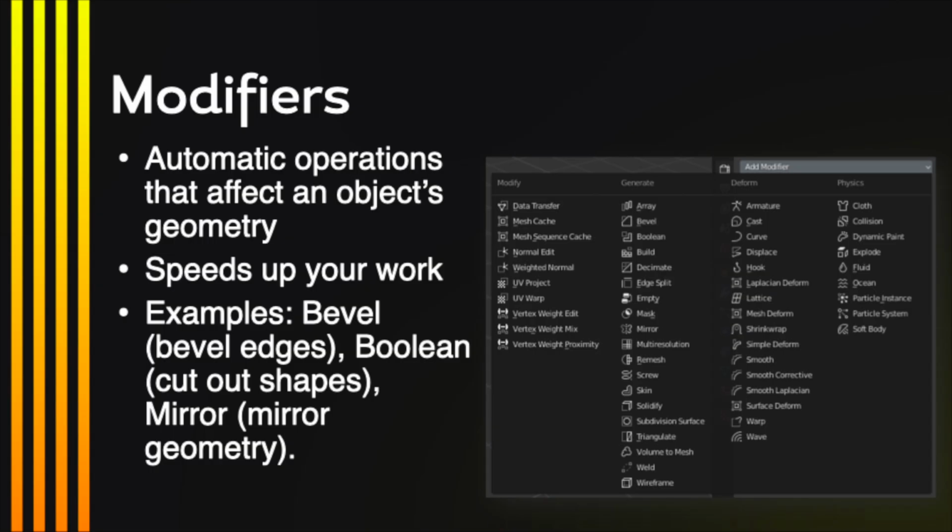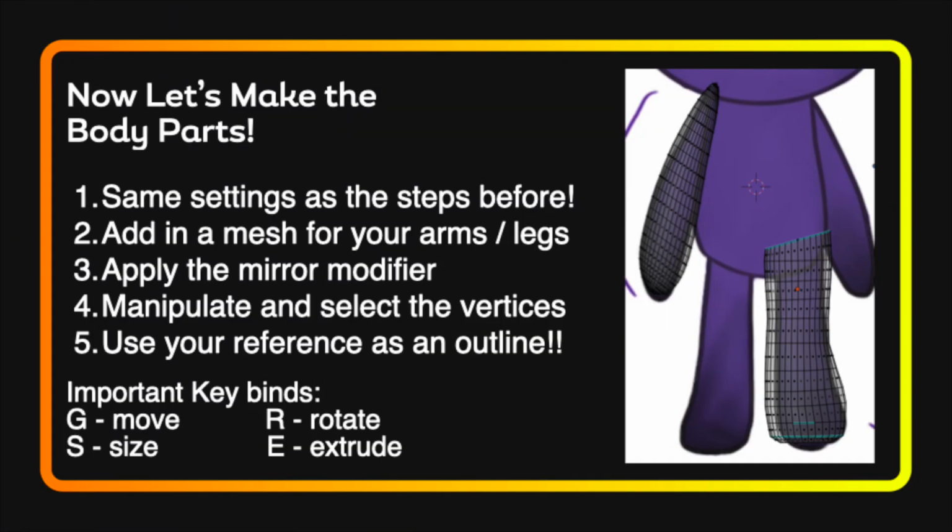Now, let's talk about modifiers. Modifiers are automatic operators that affect an object's geometry and can help speed up your work. There's a lot of different kinds of modifiers, but we're going to get used to using the mirror modifier in this workshop. Moving on to the body parts, same as before, we'll be using our references as a guide and using the mirror modifier to speed up our process.